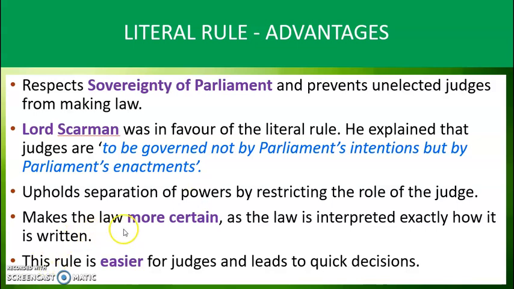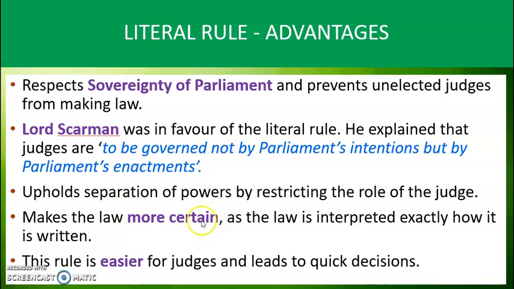The literal rule also makes the law more certain because the law is interpreted exactly how it's written. And when you studied this rule in class, once you knew the definition of the rule and you looked at some cases, such as Whiteley and Chappell, or such as the case of Berryman, you were probably able to predict quite quickly what the outcome of the case was going to be, because you're looking at the words. For example, from Berryman, they could get compensation if he was relaying or repairing the track. And once you realised he was actually maintaining the track, although it was harsh, it was easy to predict what the outcome was going to be.